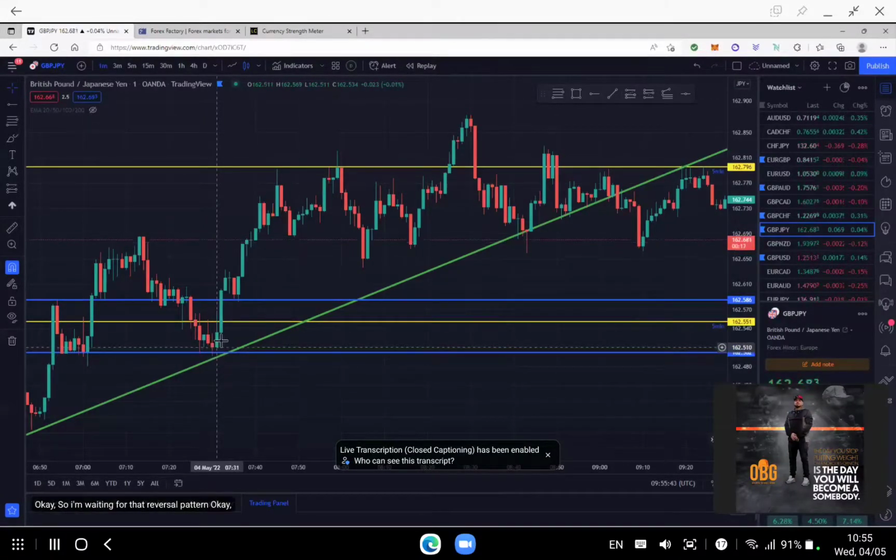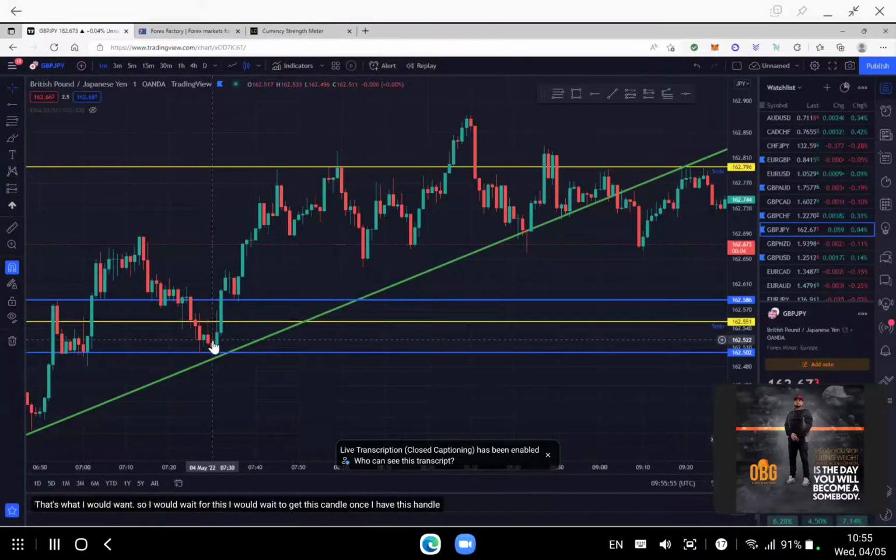Whether it be a candlestick pattern or a bullish engulfing, that's what I would want. So I would wait for this. I would wait to get this candle. Once I have this candle, I would enter on the last 10 to 20 seconds of this candle.